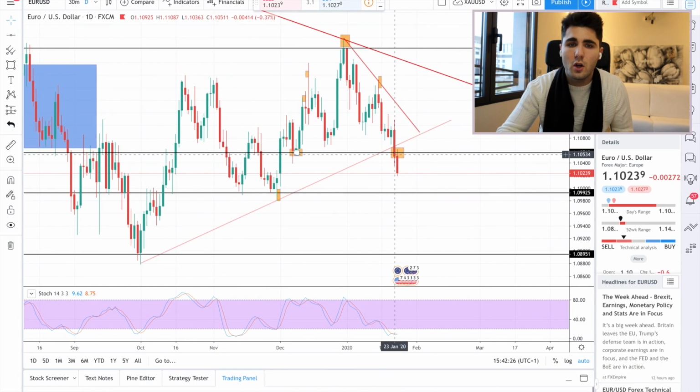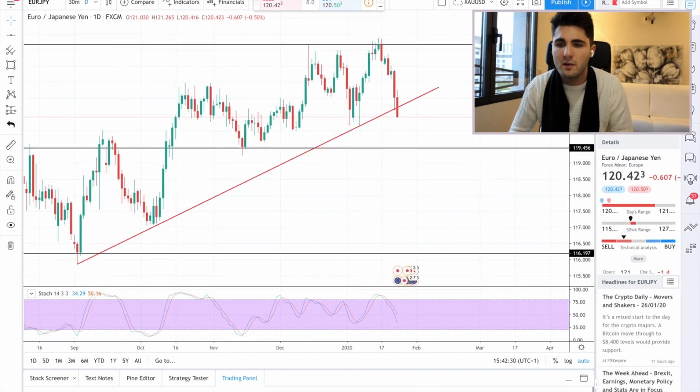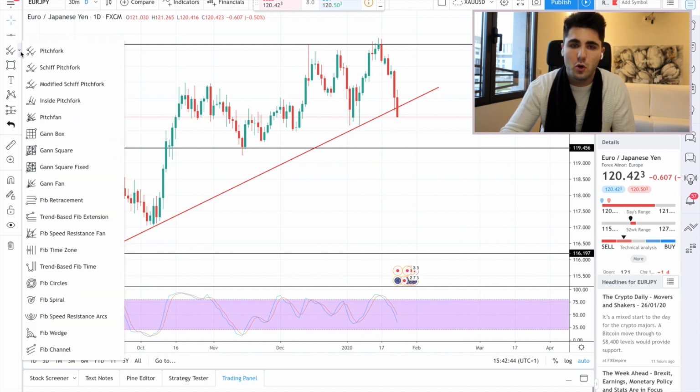Now let's go with Euro JPY. Euro JPY is also interesting at the moment. As you can see, we had a daily bullish trend, going up, and unfortunately the trend got broken. And yeah, it got broken. So now what are we waiting for from this pair? Let me show you.